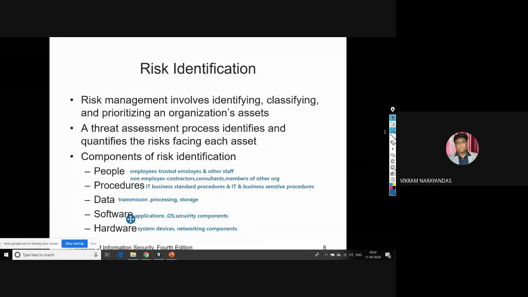You need to write the examples also in the examination. Who are the employees? What are examples? Trusted employees or other staff, employees, non-employees, contractors. You want to write these examples. Even if they ask for 2 marks, you want to write the examples. Please remember.